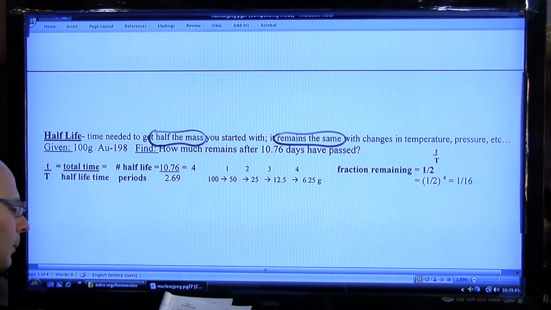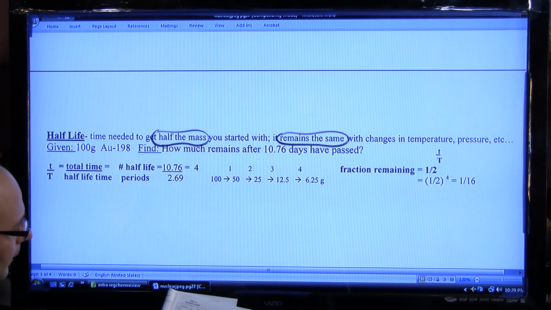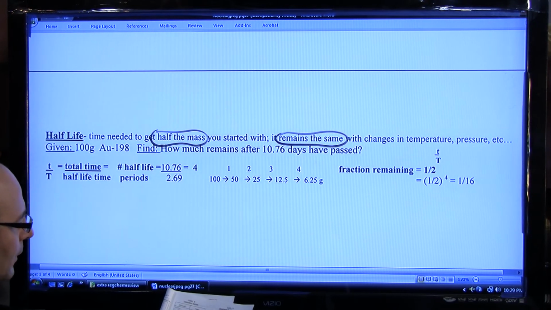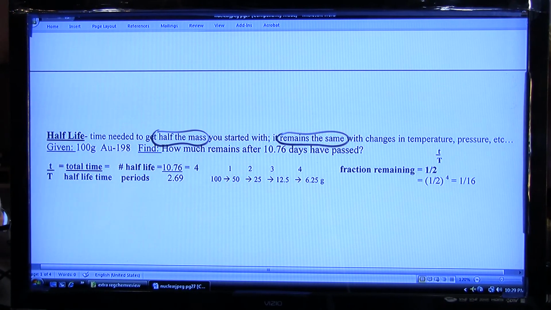All right, so if you're given 100 grams of gold Au-198, which in Table N, if you recall, is at the top of Table N, we're told here that it has a half-life of 2.69 days. What that means is, regardless of what the size of your sample is, every 2.69 days, that sample will be reduced in half. All right?